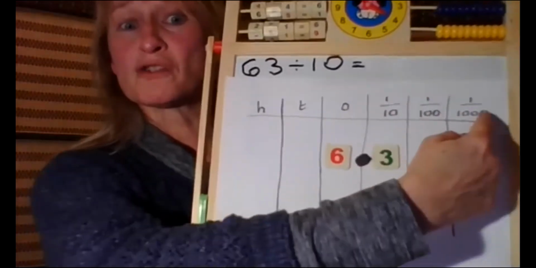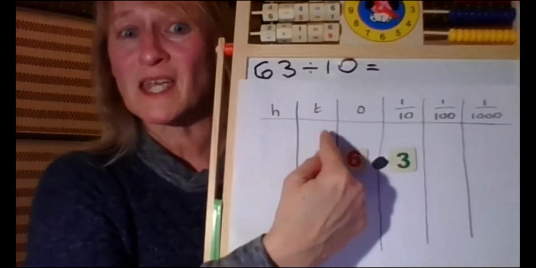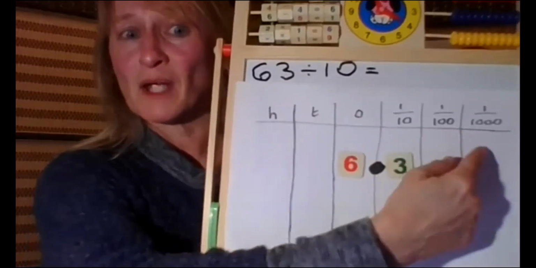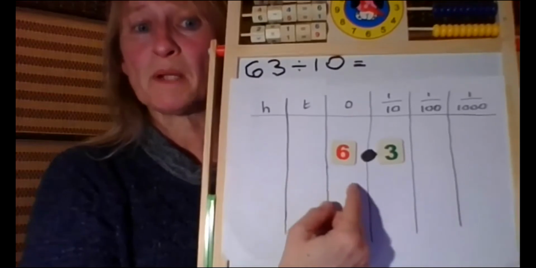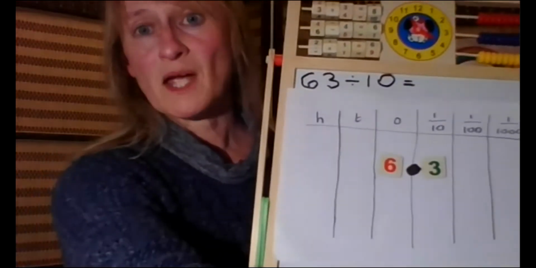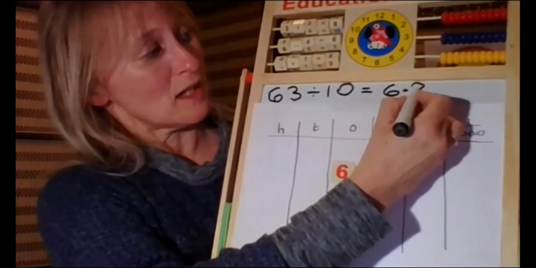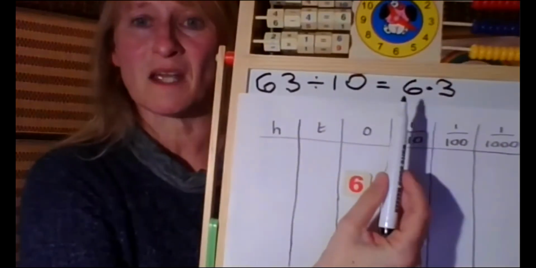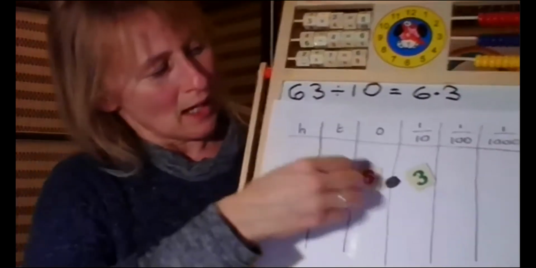But I want you to draw out your place value chart. Then you can see your headings, okay? So I've moved both of my digits one place along and I've made 6.3. Okay, this is not difficult. Just because it's got decimal places in it, it is not difficult. Okay, so that's a really basic one.